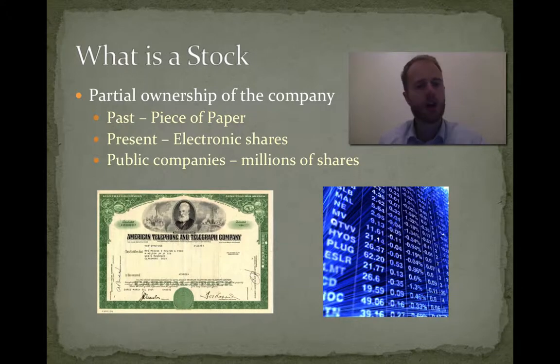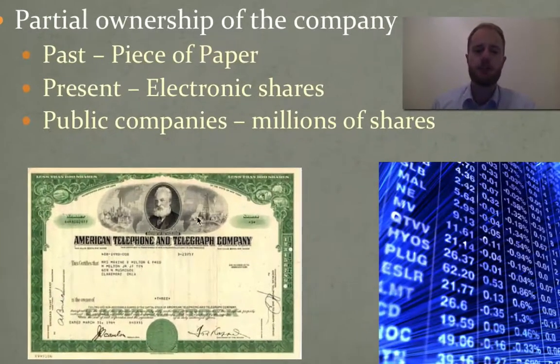So what are stocks? Stocks are partial ownerships in a company. It's a very small percentage. In the past, it used to be a piece of paper like you can see down here. And today it's electronic trading, and that can happen very fast. Public companies usually tend to have millions of shares. So just having one share is a very small percent.